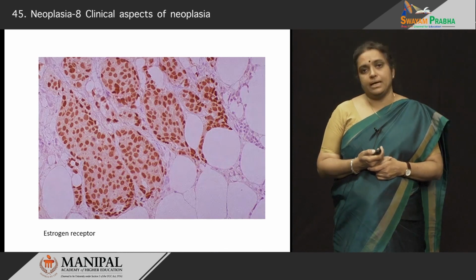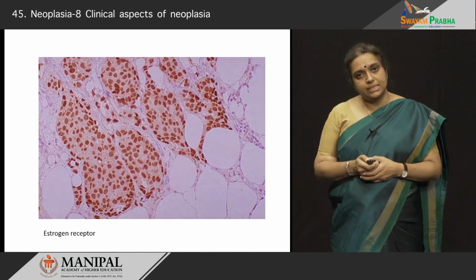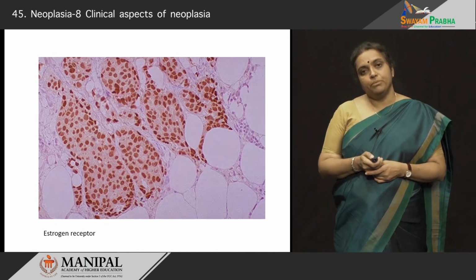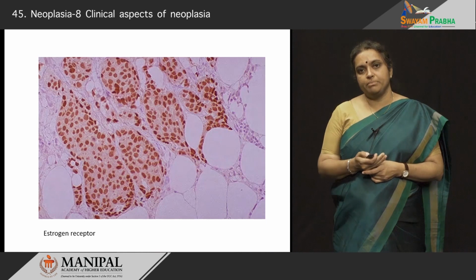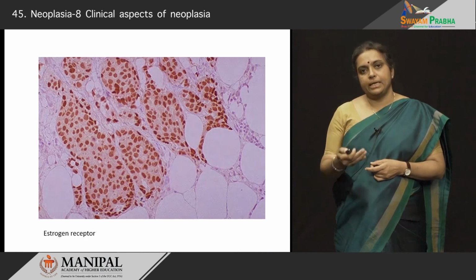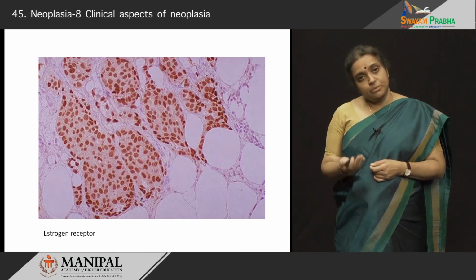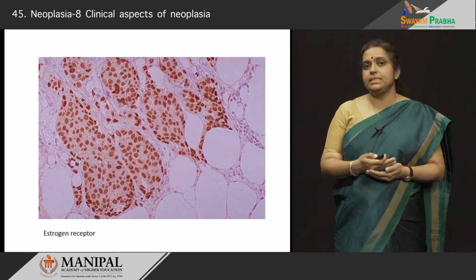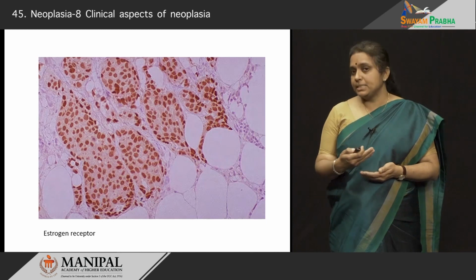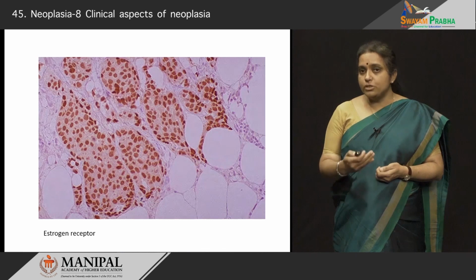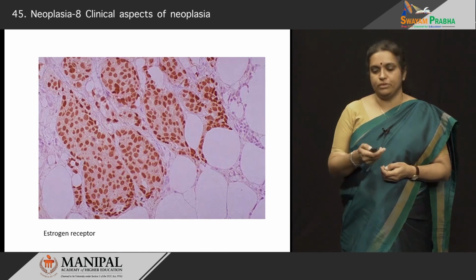So, all breast cancers that are removed are now tested for estrogen receptor and progesterone receptor by the use of immunohistochemistry, because if they are positive, they can be treated by drugs which act against these receptors. So, immunohistochemistry not only aids in diagnosis, it also aids in predicting response to drugs. In other words, it also aids in the management of patients.